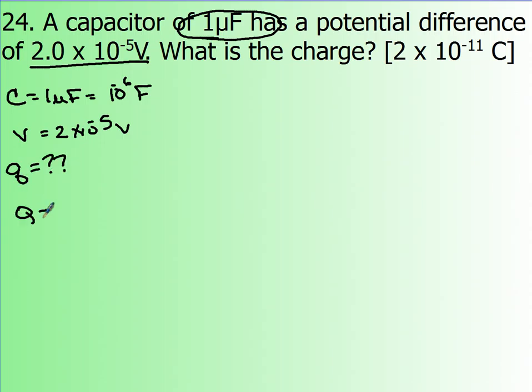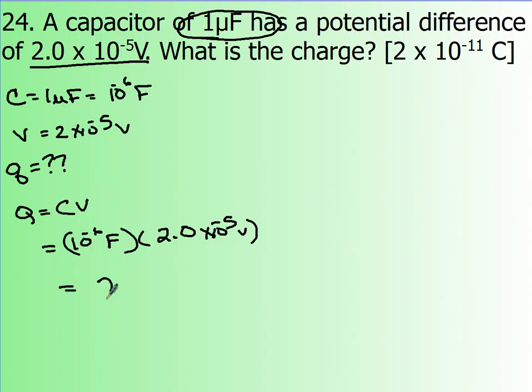So I know Q is CV. I know, I'm swapping between uppercase and lowercase. So the capacitance is 10 to the negative 6 farads times 2.0 times 10 to the negative 5 volts, or 2 times 10 to the negative 11 coulombs.